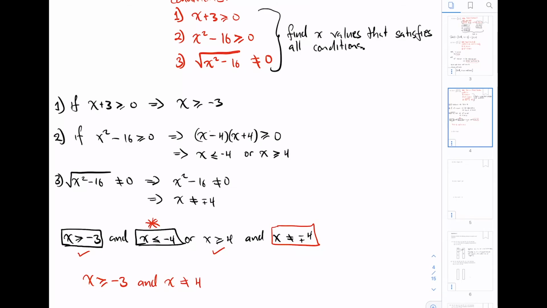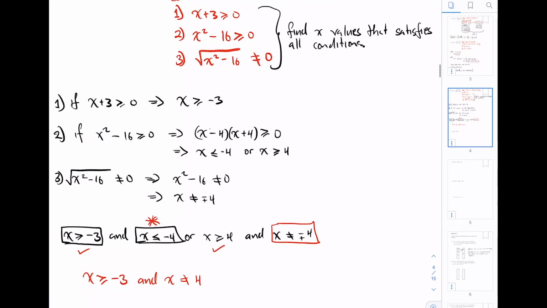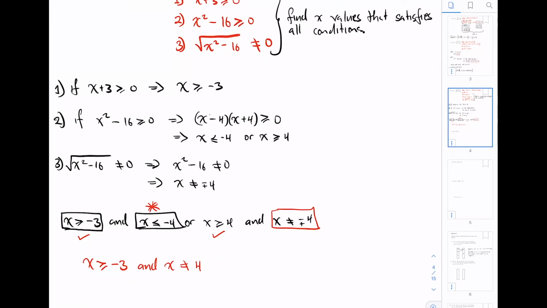So now, this means that the domain of f here is the set of x in real numbers where x is greater than or equal to -3, but x is not equal to +4. Okay?